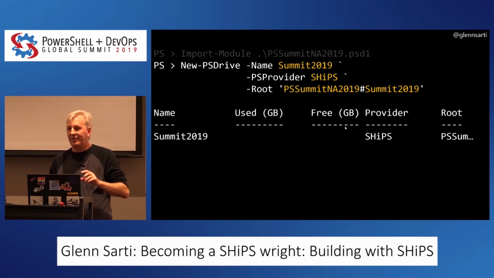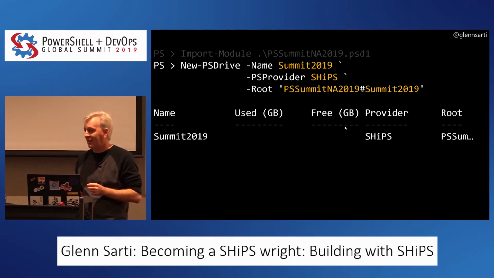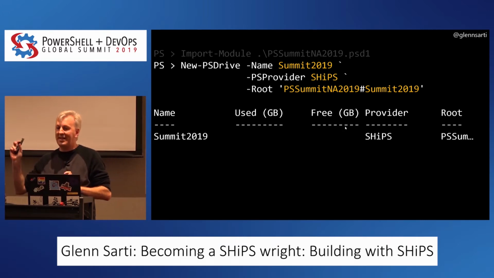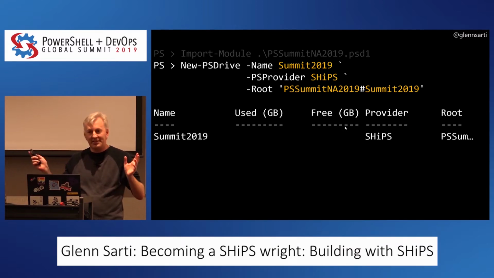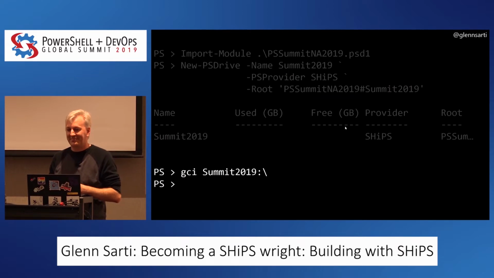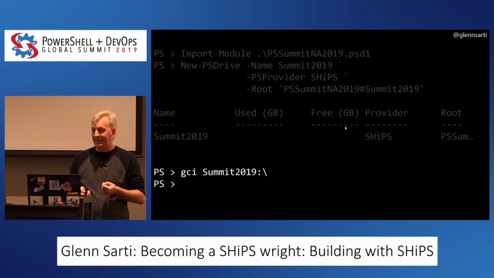Now, I've wrapped this over a couple of lines so you can read it a bit easier. So we create a drive called Summit 2019 with a provider called SHiPS. The root parameter is a little bit trickier. So it has the name of your module, and then a hash, and then the name of your root object. So in our case, the module is PS Summit NA 2019, and the name of the root object is Summit19. You can call your root class whatever you want, but it's easy to keep it nice and simple because you have to type this many, many times. Make sense? Good. And then we get the child items, and there's nothing because that's exactly what we expect because we gave it an empty array. Congratulations, we have the basis of a provider.